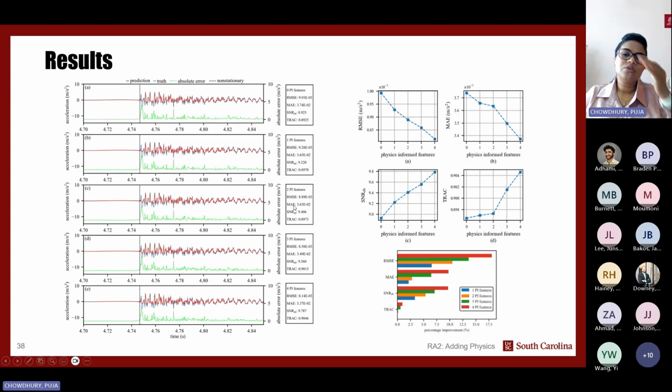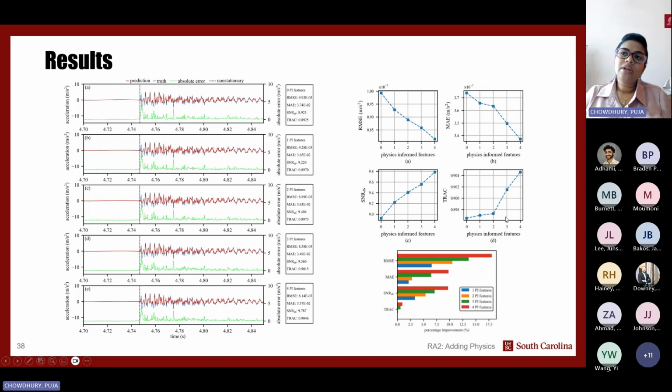Now, from this plot, we can see a little bit of the time series, how its performance looks. From here, the red is the prediction, the blue is the truth, and the green is the absolute error. Here, the dotted line is considered a non-stationary event. But in this plot, it's not easy to see the gradual changes of prediction over truth value because it's very tiny. But on the right side, from the numerical numbers, we can see that when we add more physics-informed features, the performance increases.